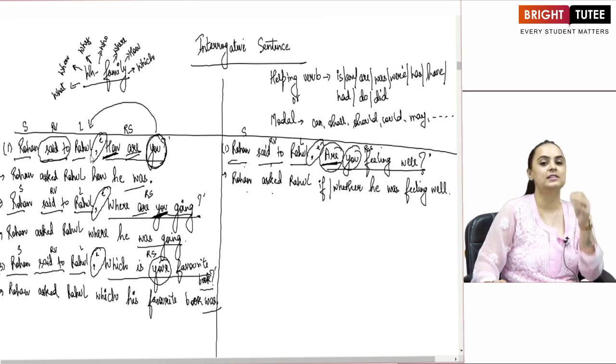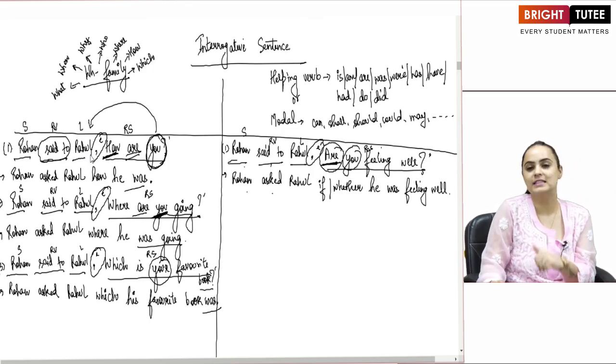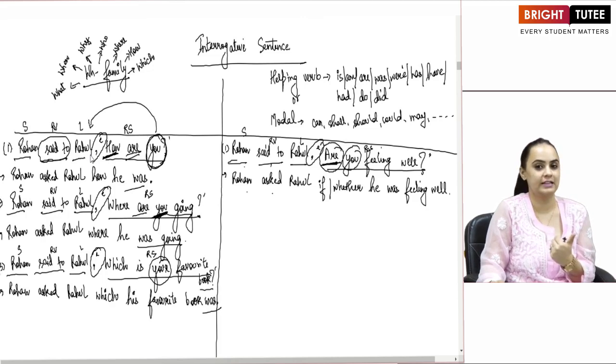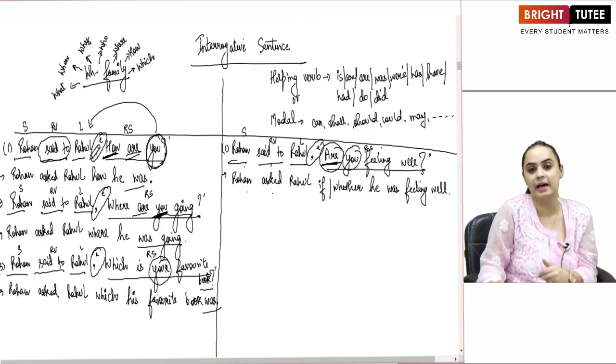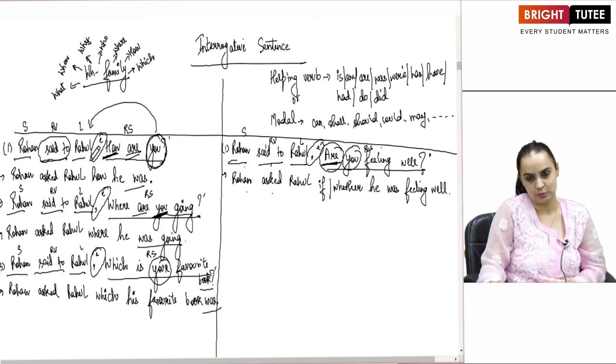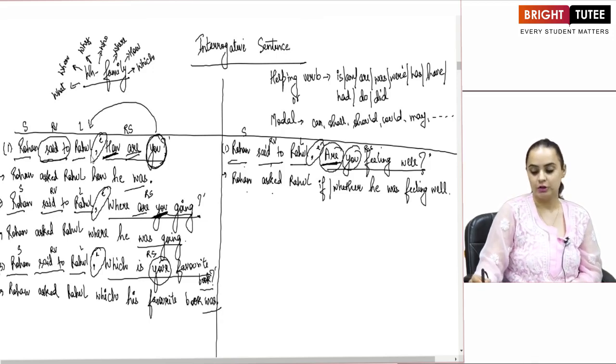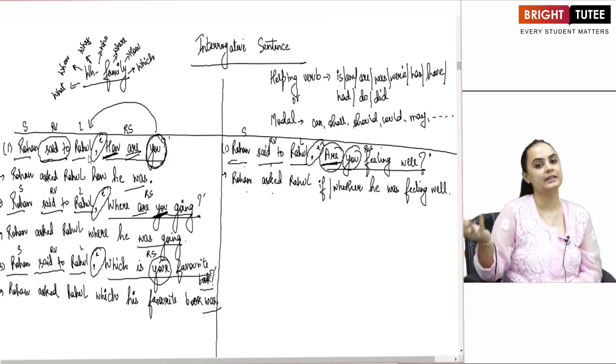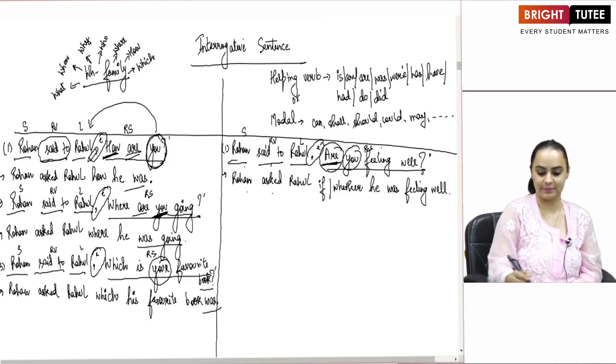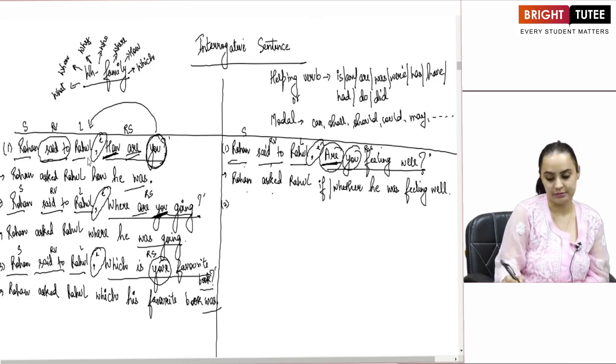Now since whether, the spelling of whether is a little difficult and students get confused, so I always advise my students to use if, because that is the easiest option available. So Rohan asked Rahul if, you has been used for Rahul, are feeling changes to was feeling. Let's take another example.